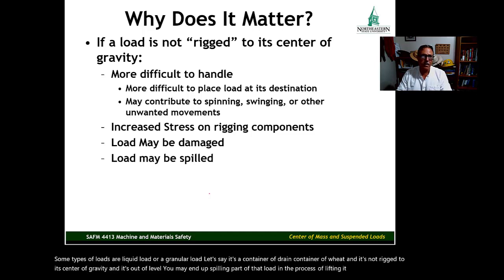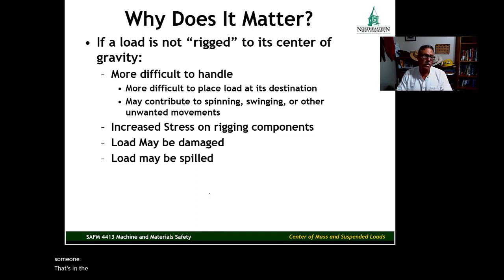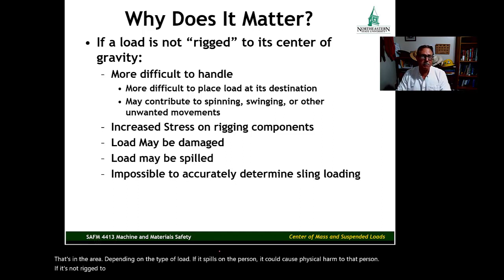Liquid, same thing. If it's a liquid load, if it's not level, there's a potential for spillage and loss as a result of that. It could also potentially harm someone that's in the area, depending on the type of load. If it's spilled on the person, it could cause physical harm to that person. If it's not rigged to the center of gravity, it's impossible to accurately determine the sling loading, how much of the load is on each part of your rigging system.